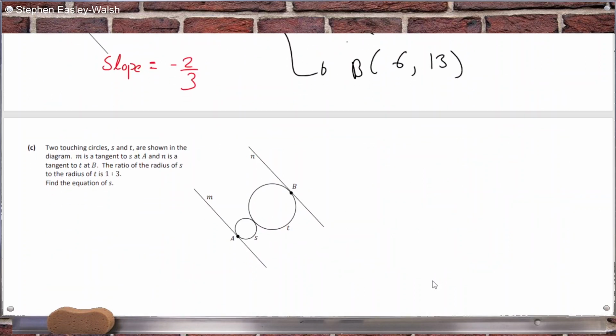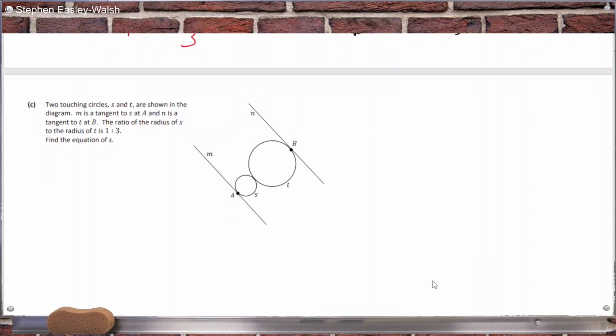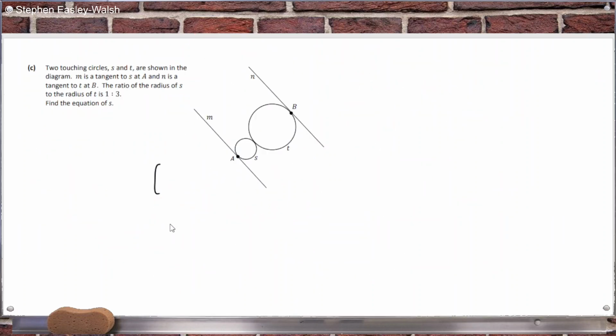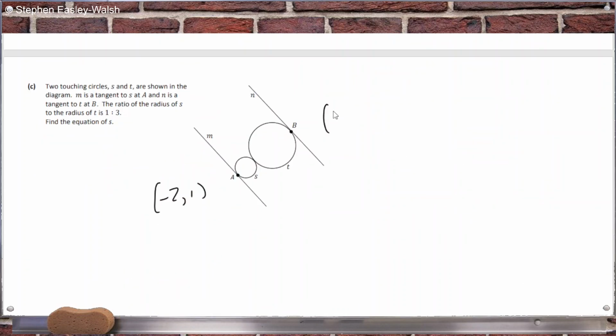Two touching circles S and T are shown in the diagram. M is a tangent and N is a tangent, and the ratio of the radius of S to the radius of T is 1 to 3. Find the equation of S. So I have A now. It's minus 2, 1. And I have B, 6, 13.